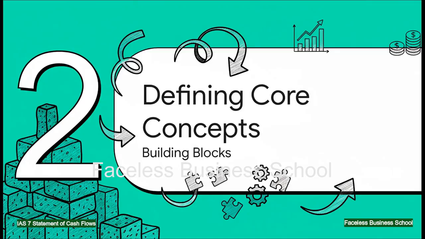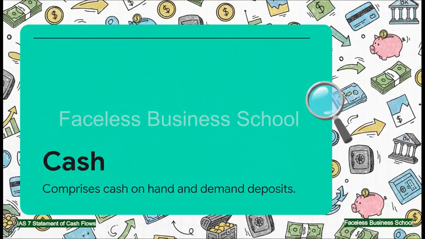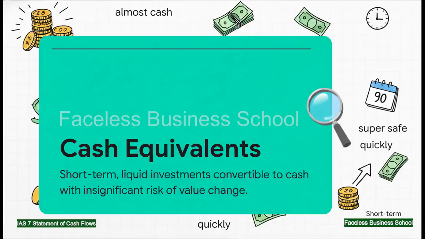Okay, let's dive into the nitty-gritty. You absolutely have to know these key terms. Think of them as the foundational building blocks for the entire statement, and they come straight from IAS 7. First up, cash. And yep, this is pretty much exactly what it sounds like. We're talking about physical money, the cash in the register, and the money just sitting in the company's bank accounts ready to be used at a moment's notice. Simple as that.